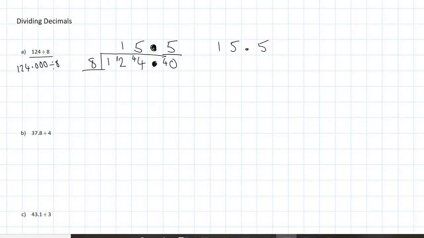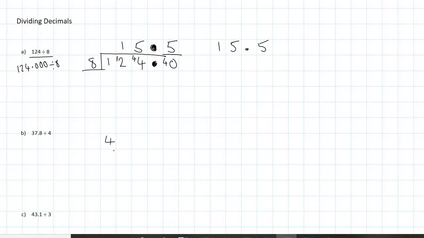I maybe went a bit overboard with that decimal point there. But you can see we don't need to have a remainder or have a leftover. All we need to do is change the number from 124 to 124.0 or 124.00 or 124.000. They're all the same number. So that's how you do that. Let's do some more little examples.